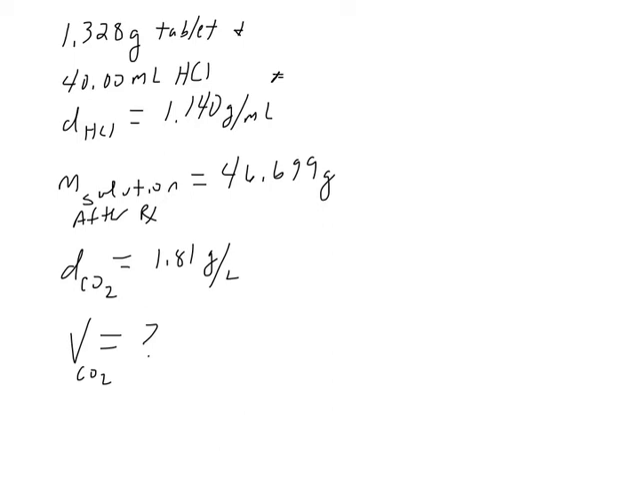And let's see, what else do I know? I know the mass of the solution after the reaction. Now, carbon dioxide is a gas, which means it bubbles off, which means it leaves the solution. So any mass lost from the combination of the tablet and the hydrochloric acid must be the mass of the gas. So, if I have the mass of the gas, using the density of the gas, I can find the volume.